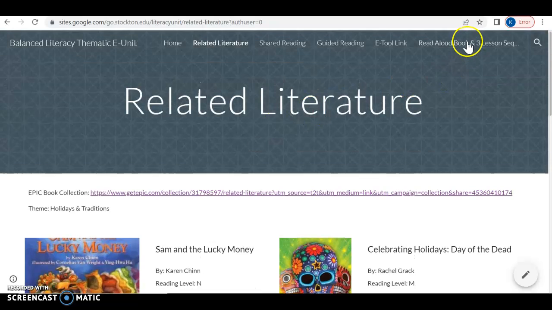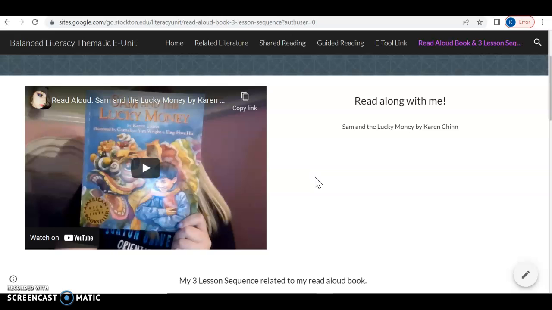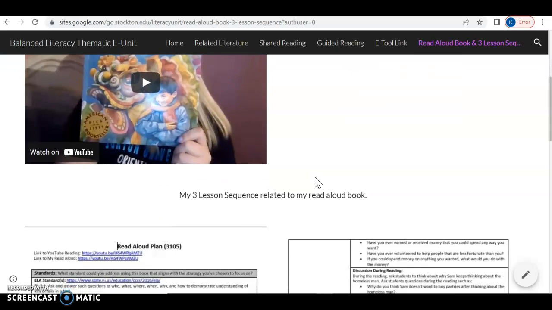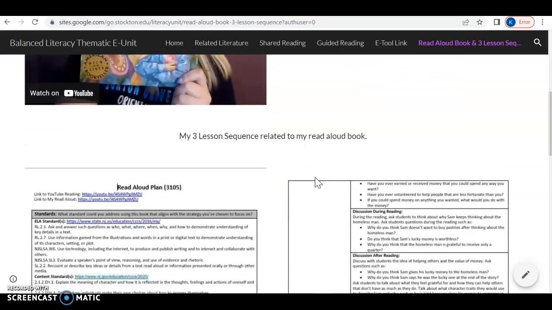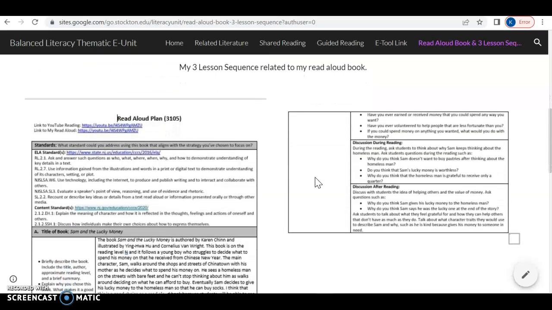Over on the shared read aloud page, the read aloud lesson plan page, you can find my link to my read aloud YouTube video. I chose the book Sam and the Lucky Money by Karen Chin for my read aloud lesson because this book is at the N reading level, so it would be too high of a reading level for most second graders to read independently, but a higher level book using a read aloud helps students learn new words, concepts, and vocabulary. My lesson plan incorporates language arts standards, as well as a few health education standards, so that this lesson can be used in both subject areas in order to elevate the learning and connections made by students.